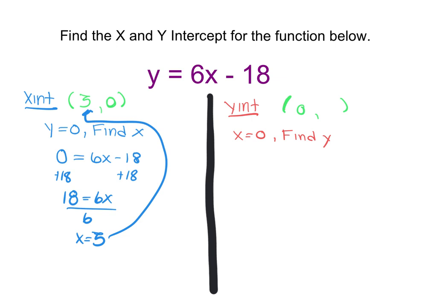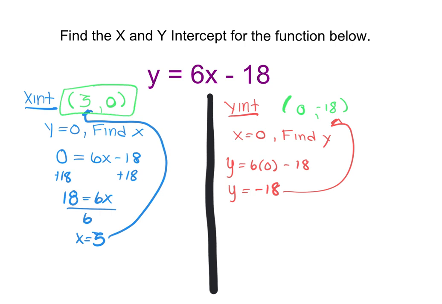So again, we're going to take this equation and we're going to replace x with 0. So we have y equals 6 times 0 minus 18. Well, we know that 6 times 0 is just 0, and that 0 minus 18 leaves us with a y value equal to negative 18. And that's all we need to do in order to find our y-intercept when it's written in this way. So we know that when x is 0, y is negative 18. And here again, we were able to calculate our two intercept points.